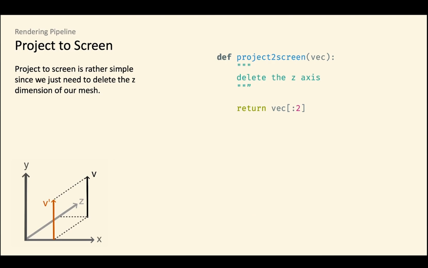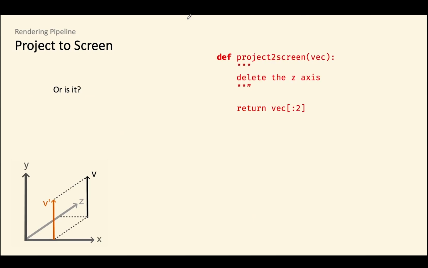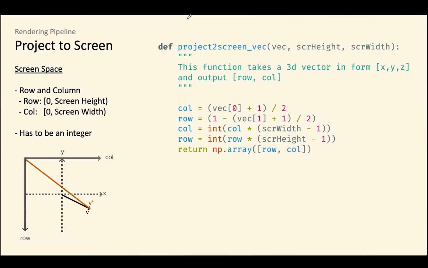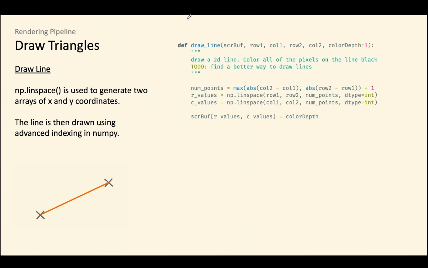Then we need to project the 3D file onto screen. We just need to delete the depth information in theory. But there is a problem. Since the screen is pixelated in a different coordinate system, we need extra code to translate between the two coordinate systems. After the 3D mesh becomes a flat 2D soup, we can proceed to draw it on the screen.